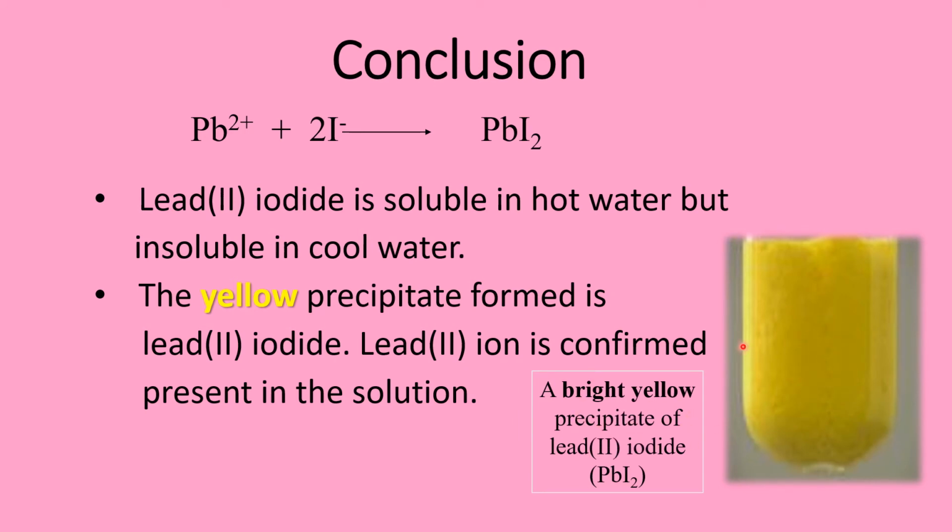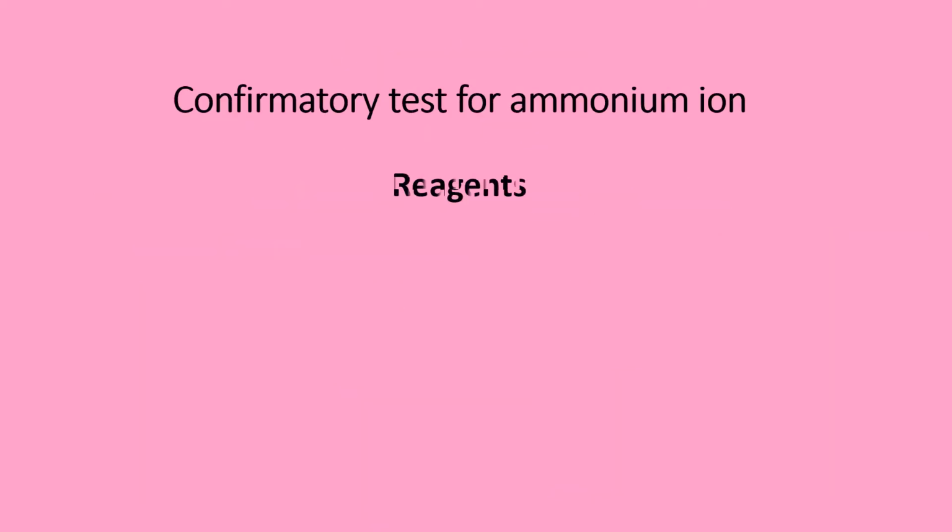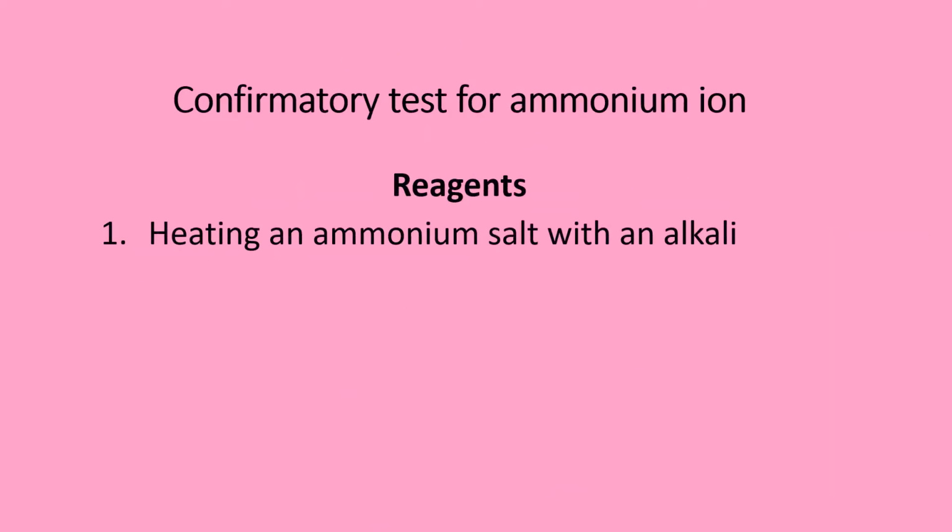Bright yellow. You can also say shiny yellow, because when the lead iodide reappears, it will give you a shiny yellow precipitate.